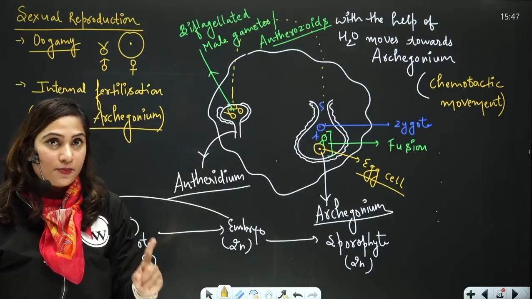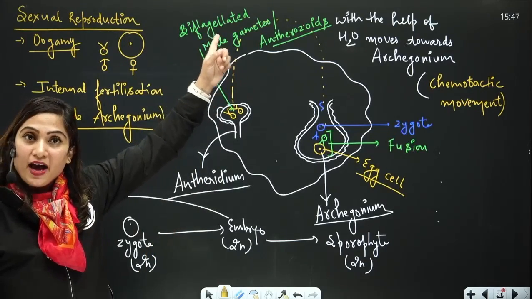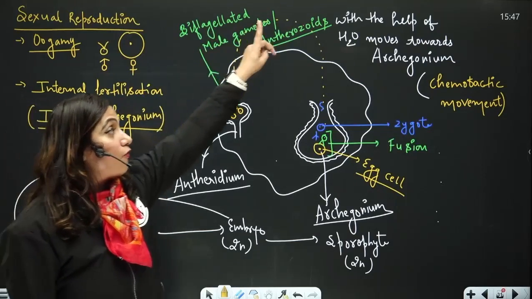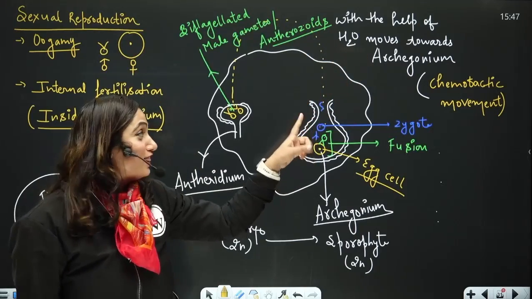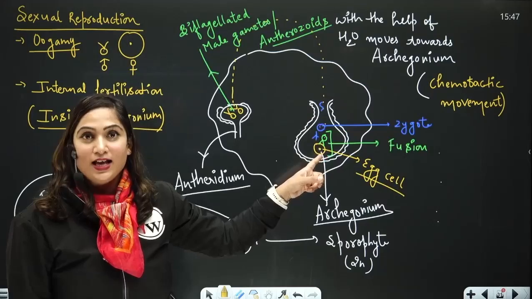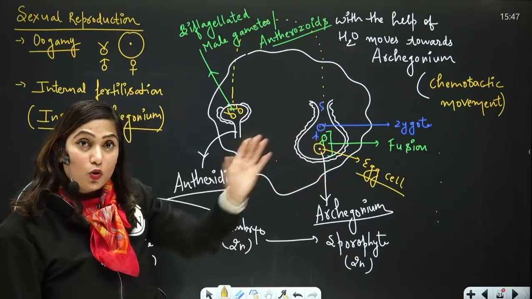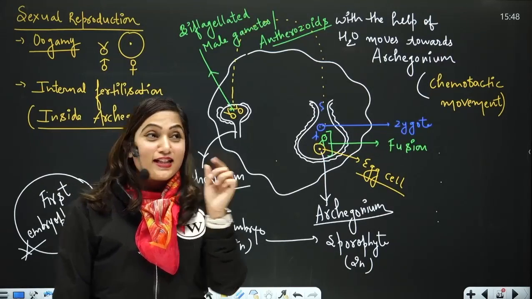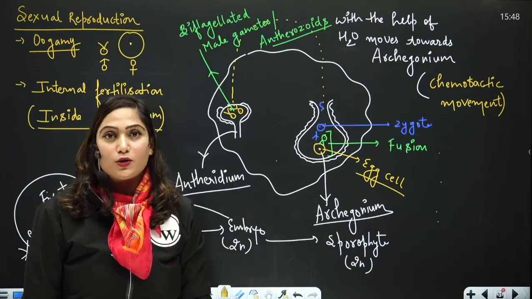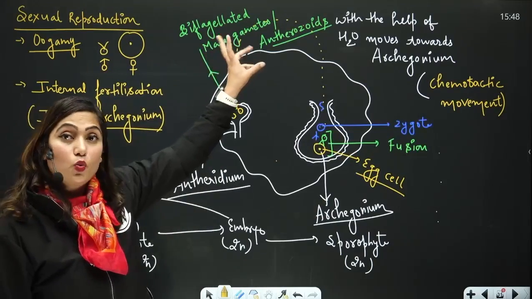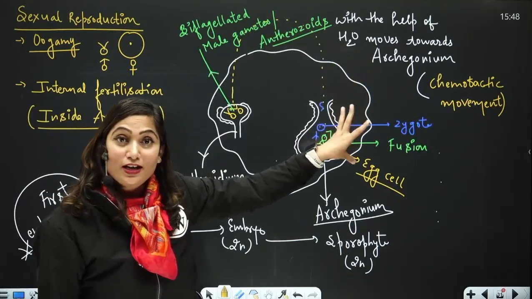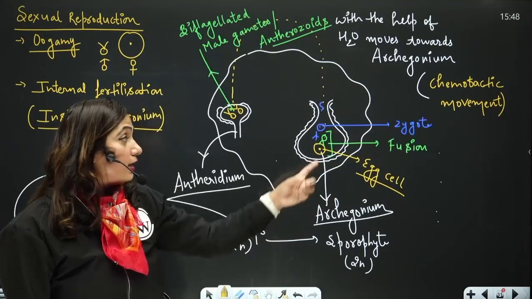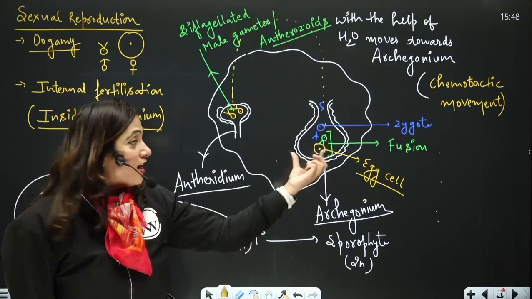Do not forget this. Okay, so formed. And these male gametes are biflagellated. That means they are motile. They have two flagella. So with the help of water, they move towards the neck of archegonium. And this archegonium attracts the male gamete towards itself by secreting some chemical substances. This kind of movement is called chemotactic movement. That means these antherozoids, with the help of water, get attracted towards the archegonium. This kind of movement is chemotactic movement. Ultimately, the biflagellated male gametes reach the archegonium.